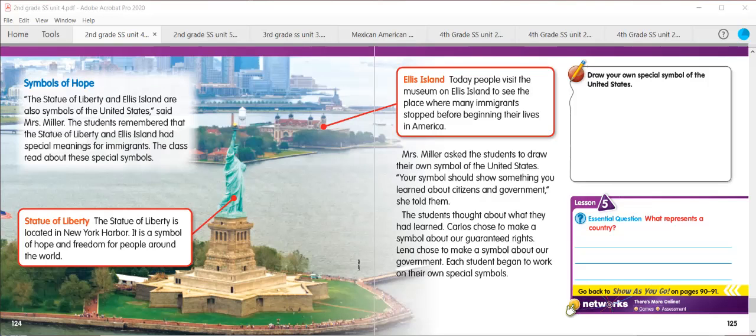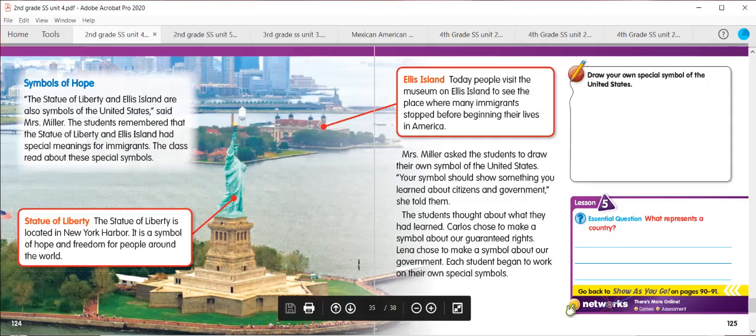Now, what you're going to do on page 125 is you're going to make your own special symbol of the United States in that box, and you're going to label it. So make sure you put a label or a caption to describe what it is. And then you're going to answer your essential question, what represents a country? Go back to the Show As You Go pages on 90 and 91 to complete the section for this lesson.